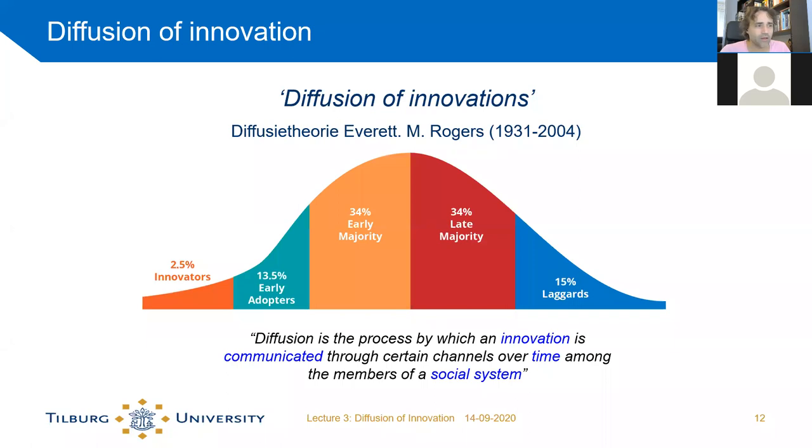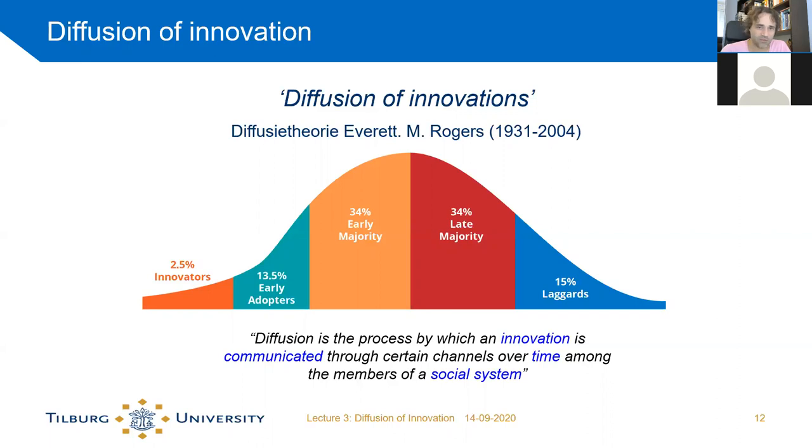More about that later, because this is not the only thing he's known for. So this figure is most obvious, but he wrote a whole book. You had to read the first chapter about innovation, and in there he explains the entire adoption of the innovation throughout a social system. He defines diffusion as a process by which an innovation is communicated through certain channels over time across the members of a social system.